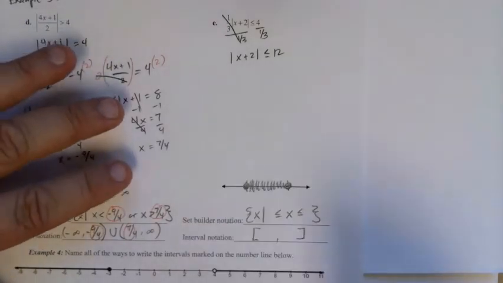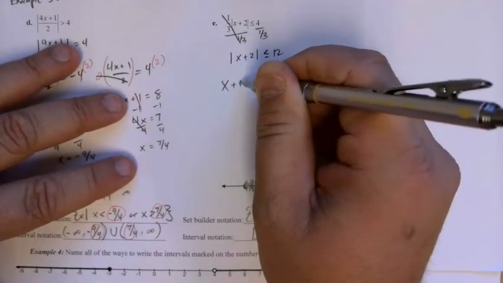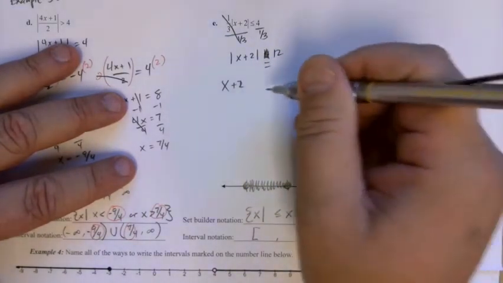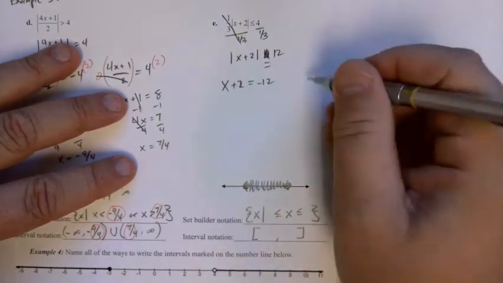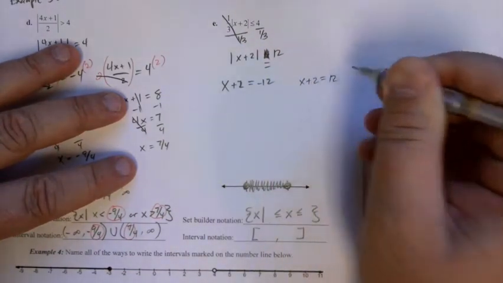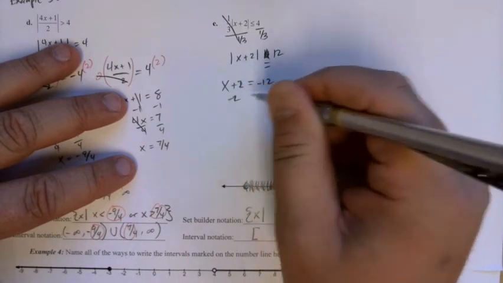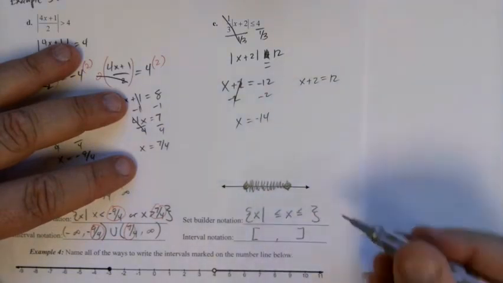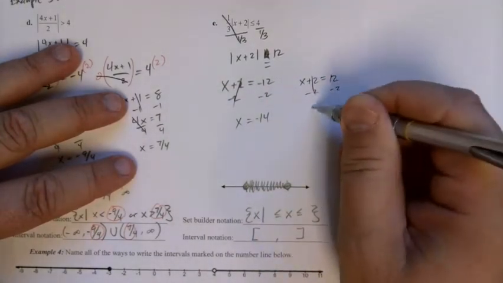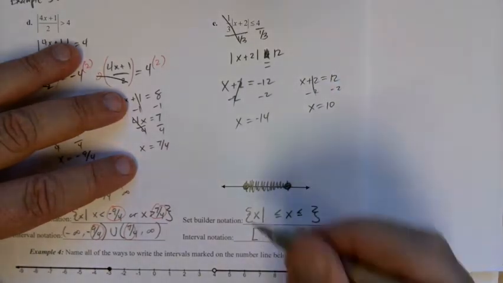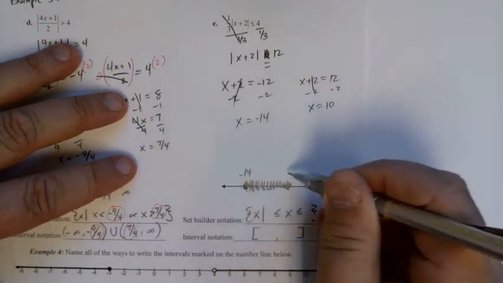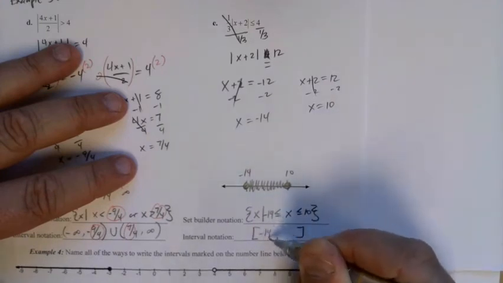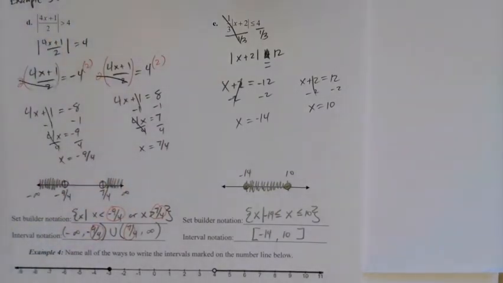So once I have this isolated, I'm going to solve this equation. Oh, actually, I'm treating it like an equation, right? So x plus 2 equals negative 12, and x plus 2 equals positive 12. And I will subtract 2 from each side, and I get x equals negative 14 here. I'll subtract 2 from here, and I get x equals 10. There's my numbers, negative 14 and 10. And I can fill these each in on all of my solution sets.